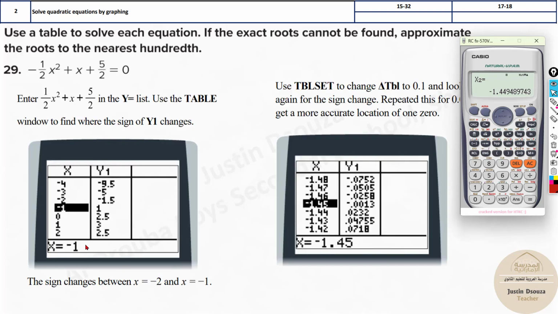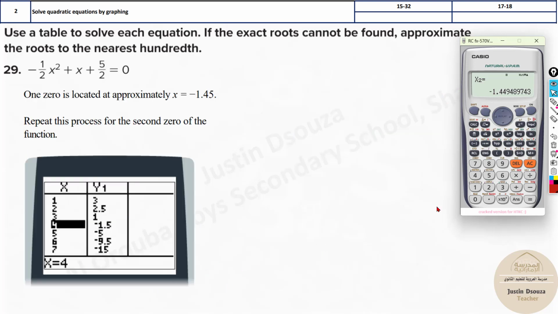So you can see the answer is, wait a minute. Okay, they are just asking you for the sign change. One answer is negative 1.45. So where does it fall under? The sign changes at -2 and -1. Okay. And the next one, the answer was, sorry, this one over here. You need to press SD. It's 3.44.